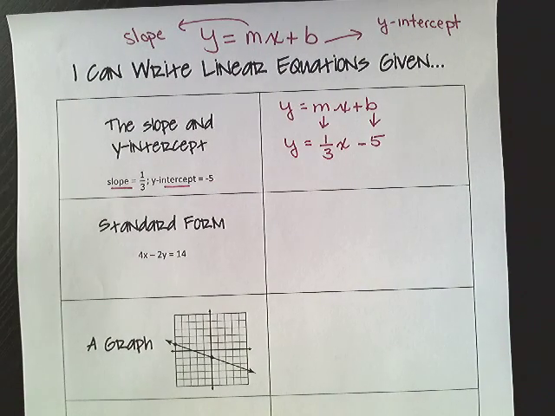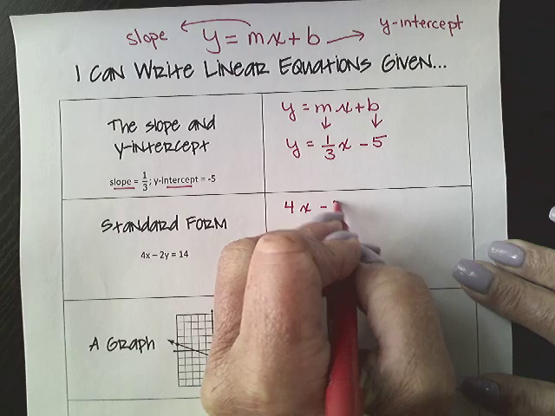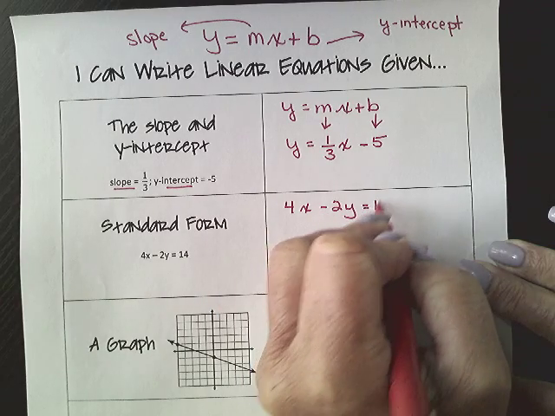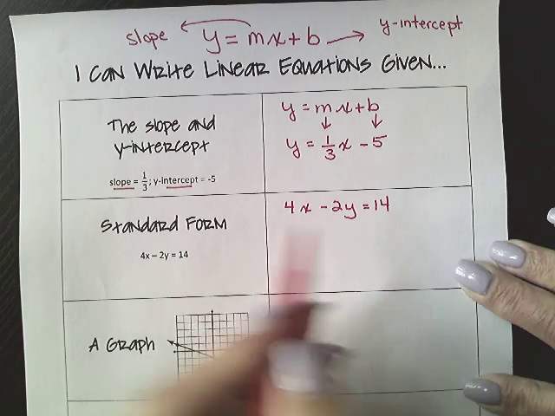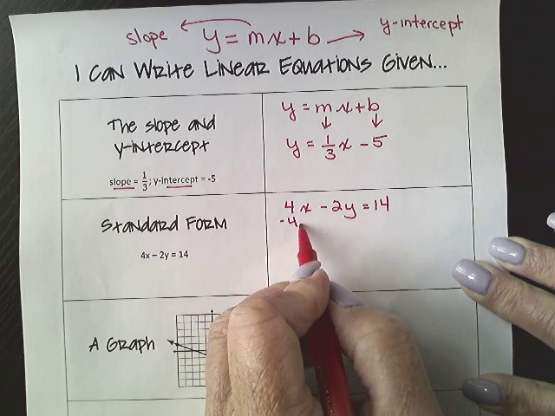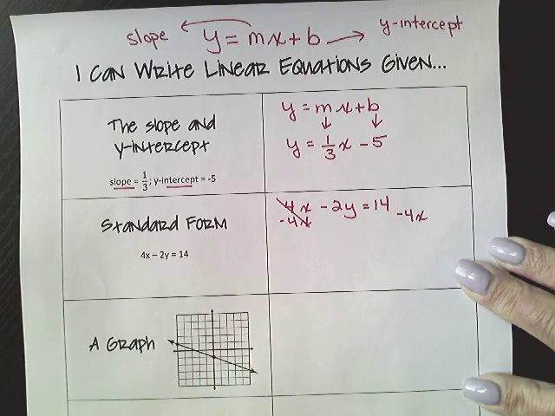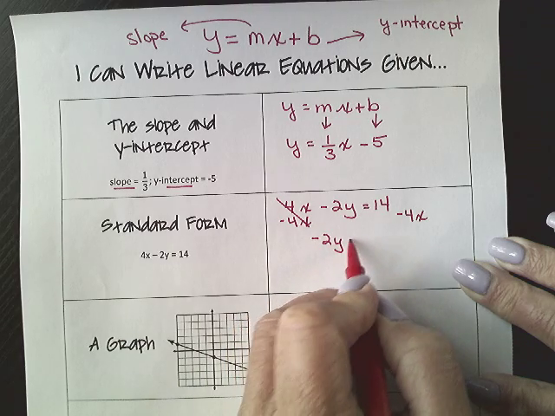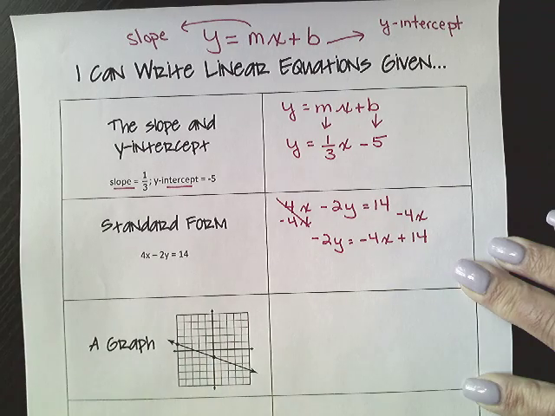Okay, now the next one is we have to write standard form and change that into slope-intercept form, y equals mx plus b. So I'm going to write over my equation. Now if you recall, we have to change and move things here. So I want to isolate my y. So I have to move my 4x to the other side of the equation. I'm left with -2y equals -4x plus 14.